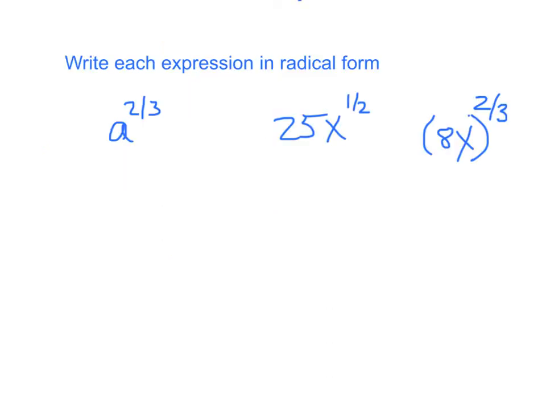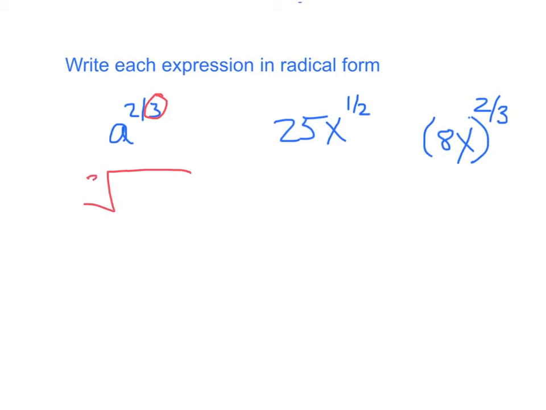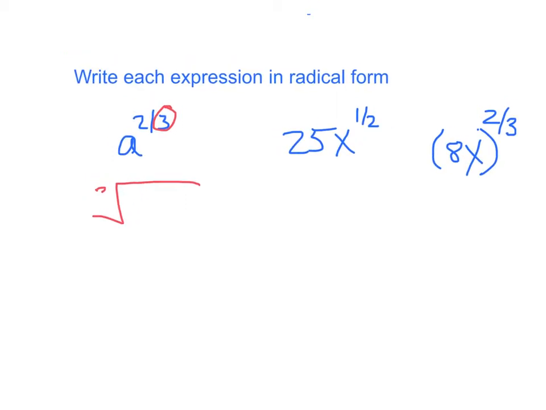These directions say to write each expression in radical form. So what I want to do is circle the denominator. That becomes the index of 3. And then I'm just going to copy down the rest of the problem. The rest of the problem was a squared, so that a squared goes under the radical.